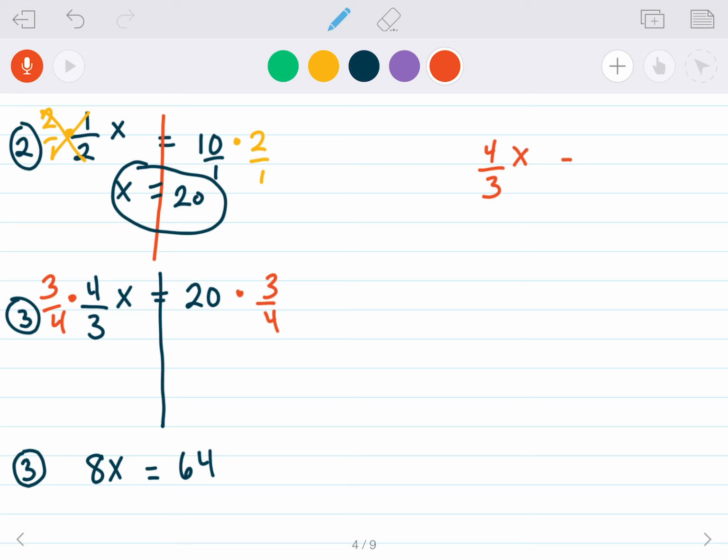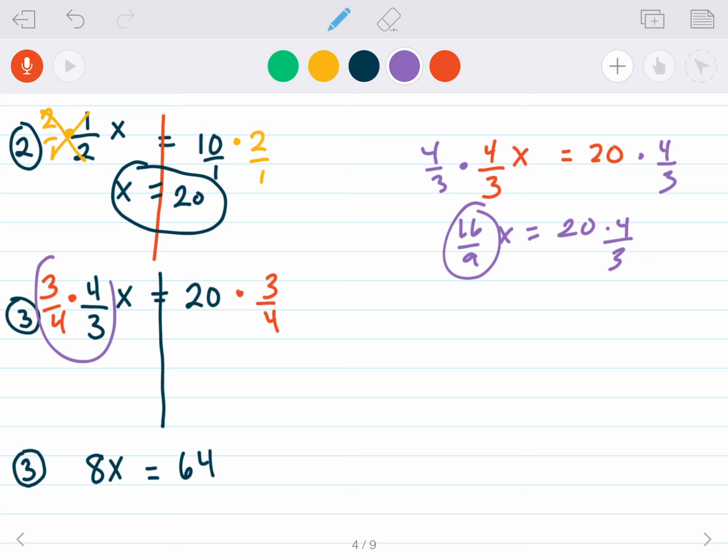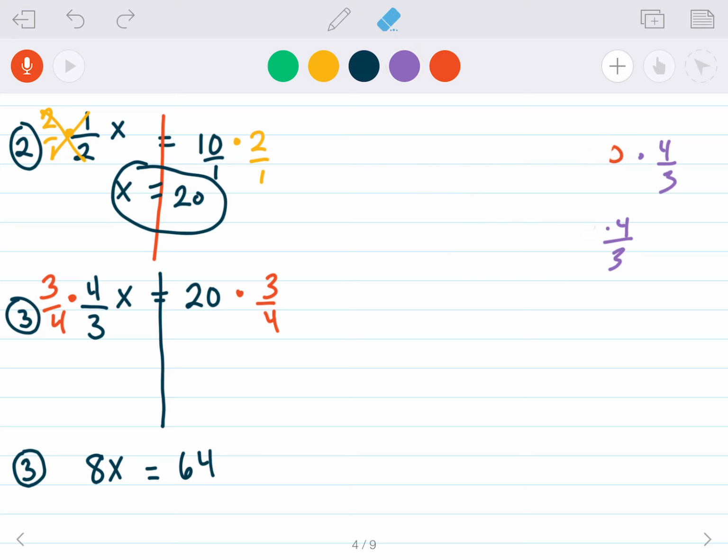So I'll see a student do this. I'll see them say, okay, well, I gotta multiply both sides by 4/3, right, to get rid of it. Does that actually get rid of it and make it clear to 1? Does it? No, because if I multiply straight across, I get 16/9x equals 20 times 4/3. It didn't clear it like we wanted to. So you want to multiply by the reciprocal. That's the whole point of this.